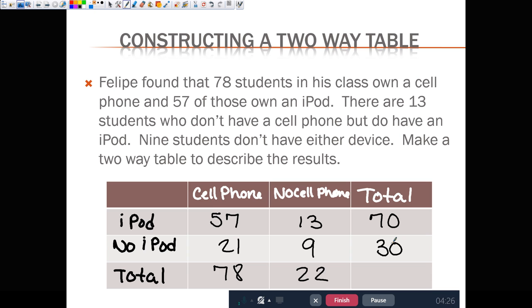Now this is what's really important. Your total of your column and the total of your row have to be the same number, to make sure that you do this correctly. So what's 70 plus 30? 100. What's 78 plus 22? 100. So we did it correctly.